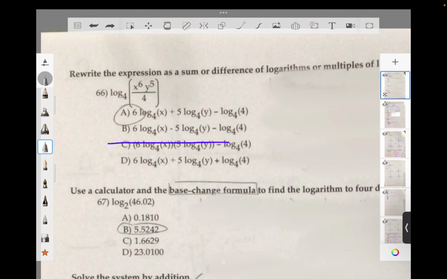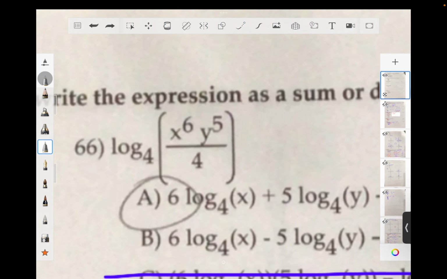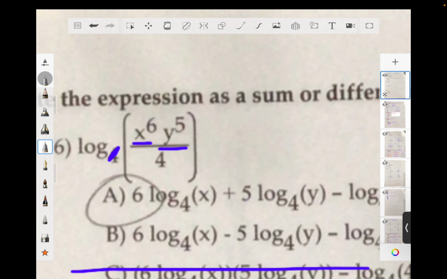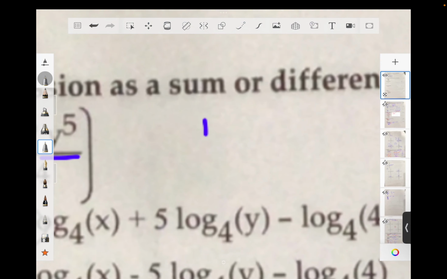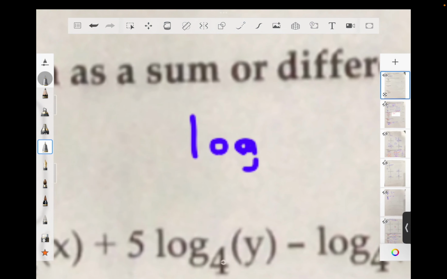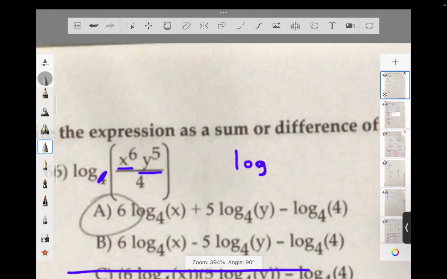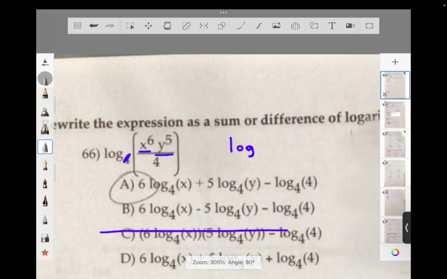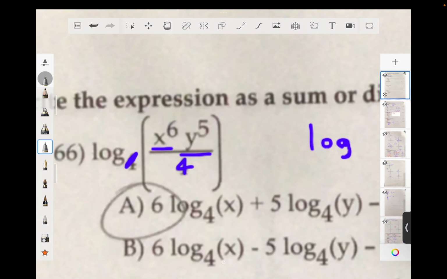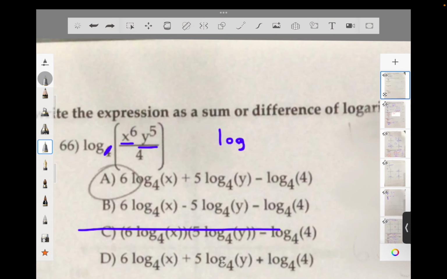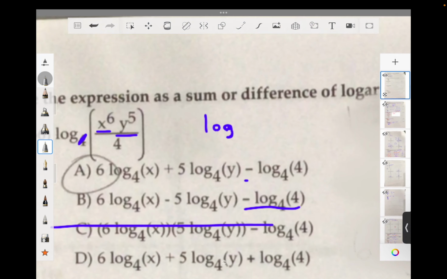Oh, we can, but so we see x to the 6th and y to the 5th here. We can ignore this 4 right now. I'm just gonna write log. So they're being multiplied, so we can add them together. So this is the same as saying log. And then the order of operation does matter because 4 is being divided by everything and not just one number. So that means the negative has to go in the back.